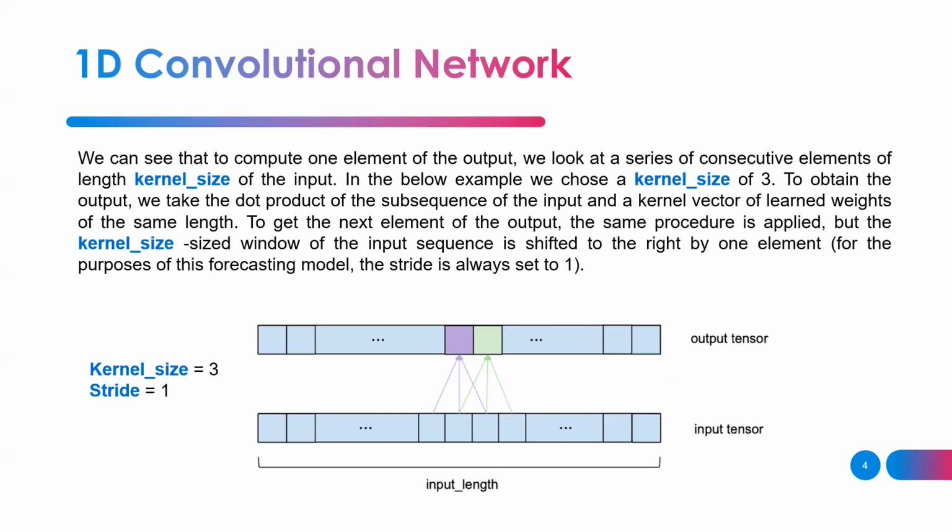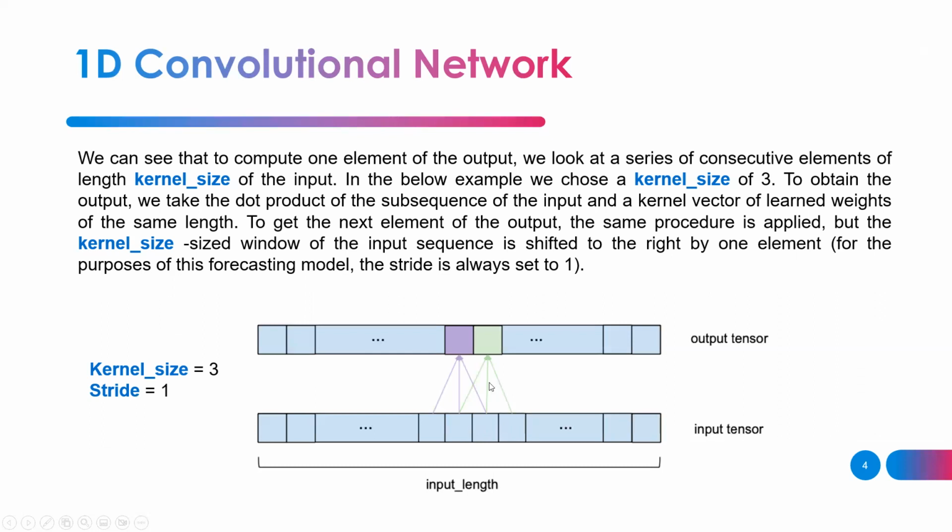So what happens over here typically is that to compute one element of the output, if you want to compute this green element, you look at a series of consecutive elements from the input, defined by the kernel size. So if I want to compute the green value over here, I have to look at a series of values defined by the kernel size. In this case, the kernel size is 3. I will consider 3 values, 1, 2, 3.